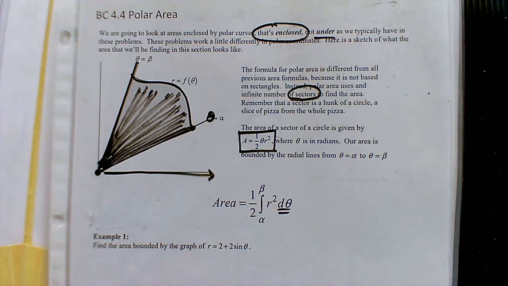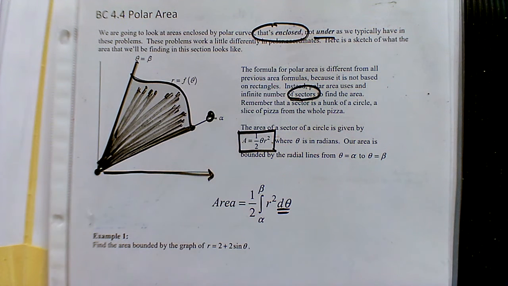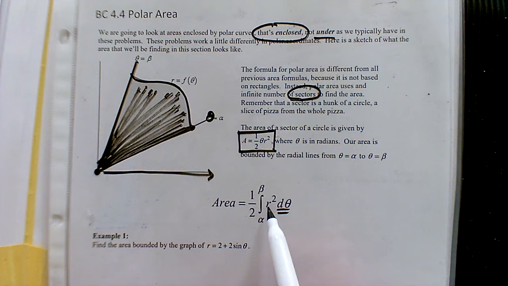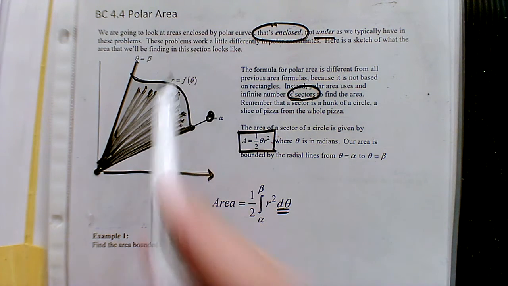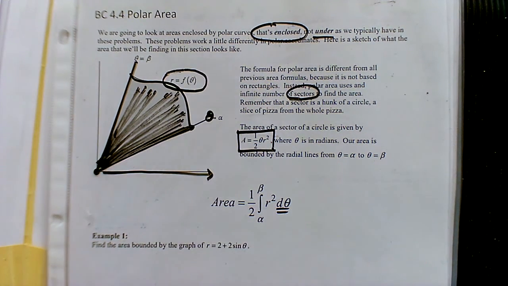So in the end, we're going to have 1/2 times the integral from a to b, or alpha to beta, because we're talking about angles in this case, and we just need the radius squared. But we know from polar equations that the radius is just representing that function they give us, r equals something.